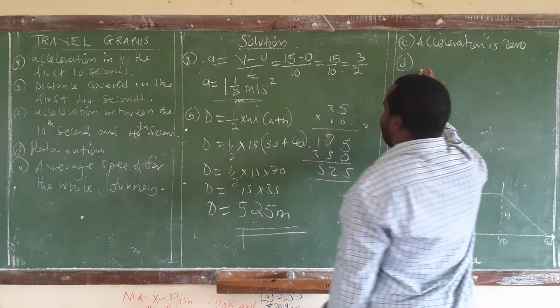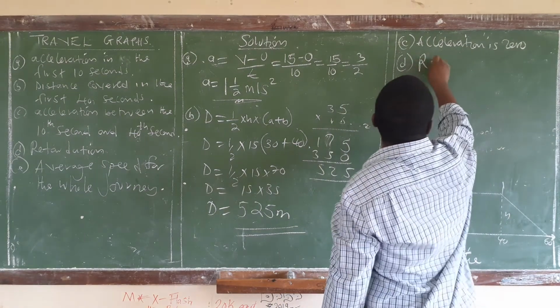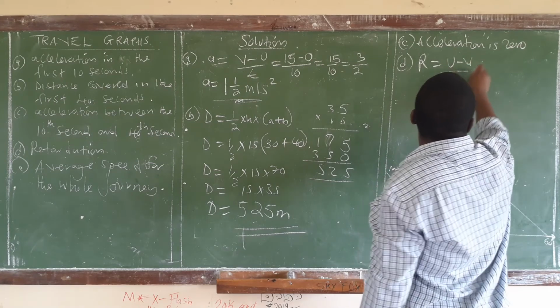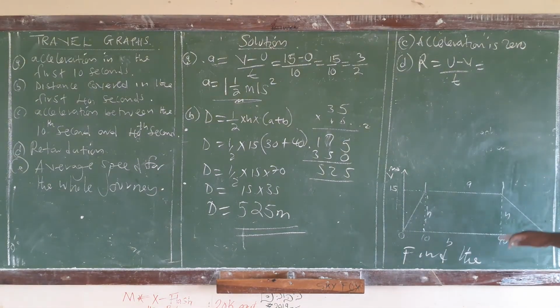Okay. We want to get the retardation. So say retardation is equal to U minus V over time. Now, when we are dealing with this part, we have to be very careful. So it's very critical here. Now, we are saying U minus V. That U is not this U as we are dealing with acceleration.